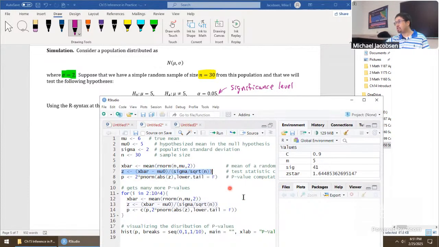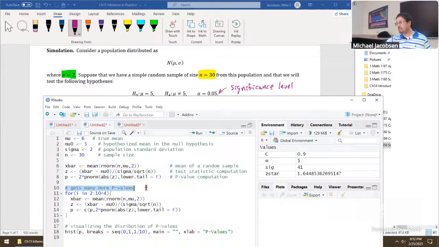Then this calculates our test statistic for the hypothesis test. This is a two-tailed test as we see here. So this is the same syntax we shared before for getting the p-value out. This gives me 1 p-value.